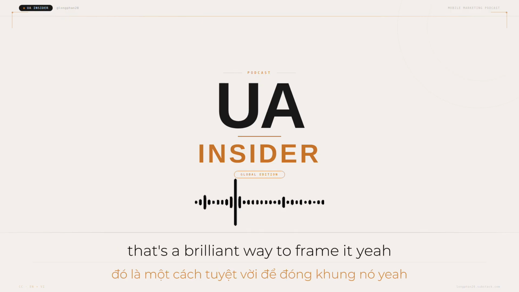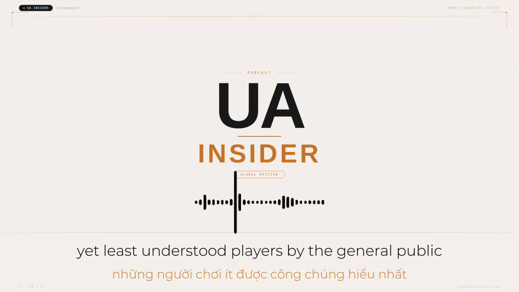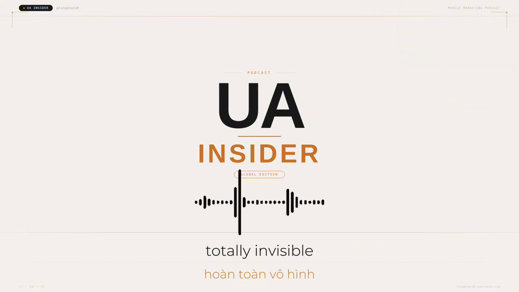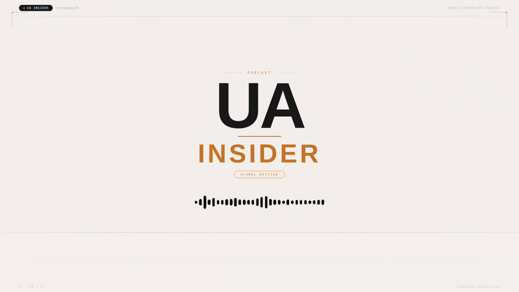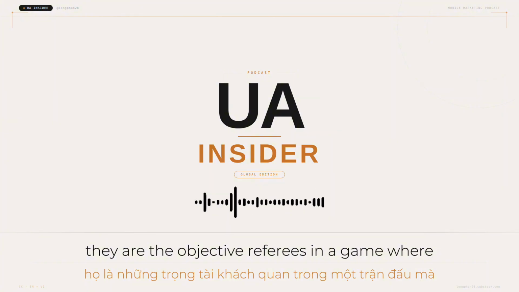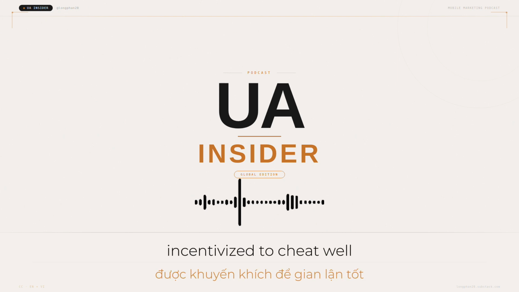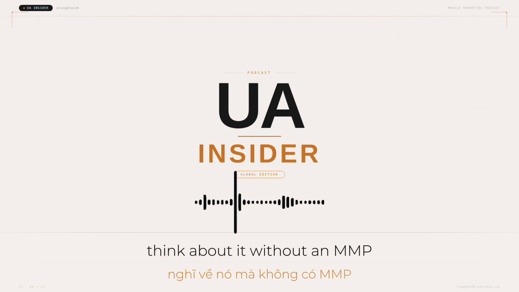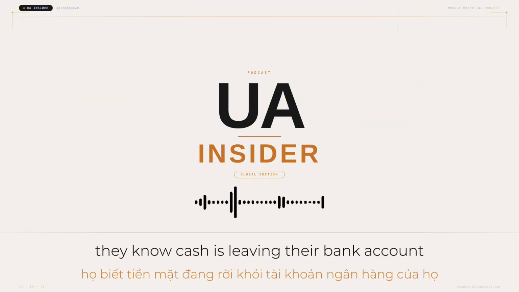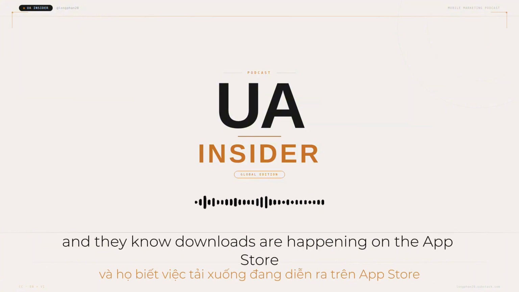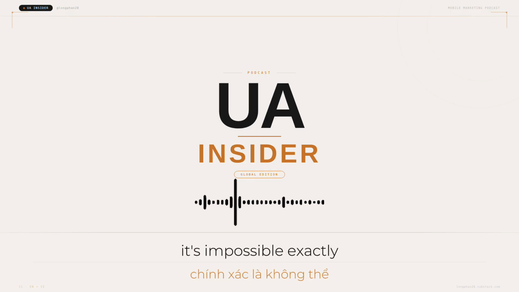That's a brilliant way to frame it. Yeah. The MMPs are arguably the most structurally vital, yet least understood players by the general public. Completely invisible to the user. Totally invisible. Their singular critical function is attribution. They are the objective referees in a game where, quite frankly, every single player is financially incentivized to cheat. Wow. Incentivized to cheat. Well, think about it. Without an MMP, a publisher is spending millions of dollars in a black box. They know cash is leaving their bank account, and they know downloads are happening on the App Store, but establishing a causal mathematical link between the two, it's impossible.